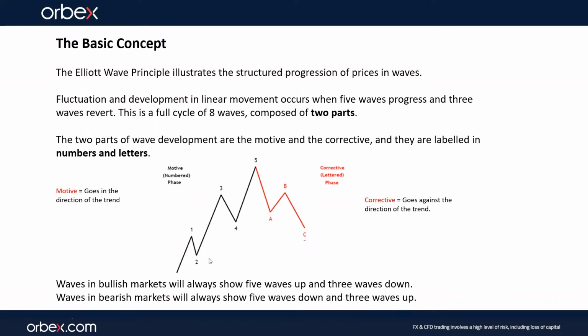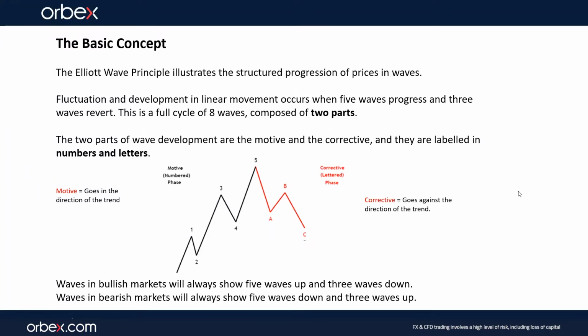As I said, I'm just trying to point it out as clearly as I can. So we've got here an impulse, let's say. We're going into all the patterns shortly, but I just wanted to get you into the basics at the moment. So we're looking at 1, 2, 3, 4, 5. It's motive because it's numbered, and corrective ABC because it is going against the trend. So it's very important to understand that as well. Let's go on to the next slide.